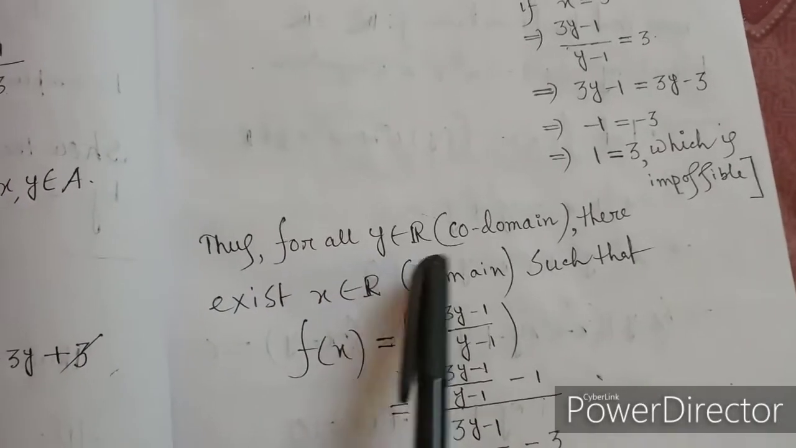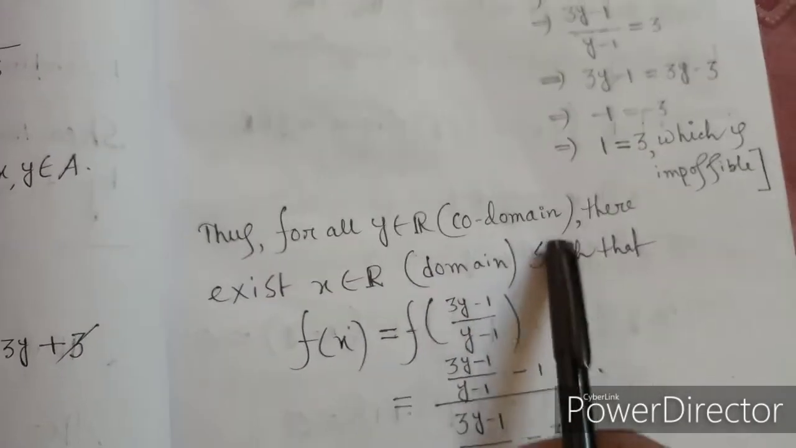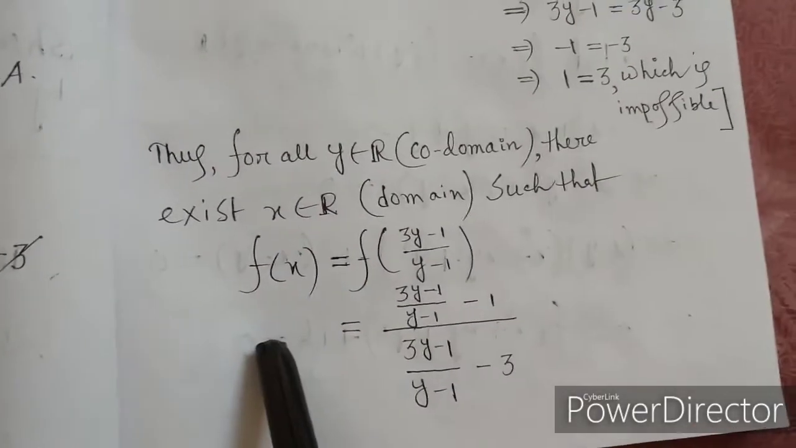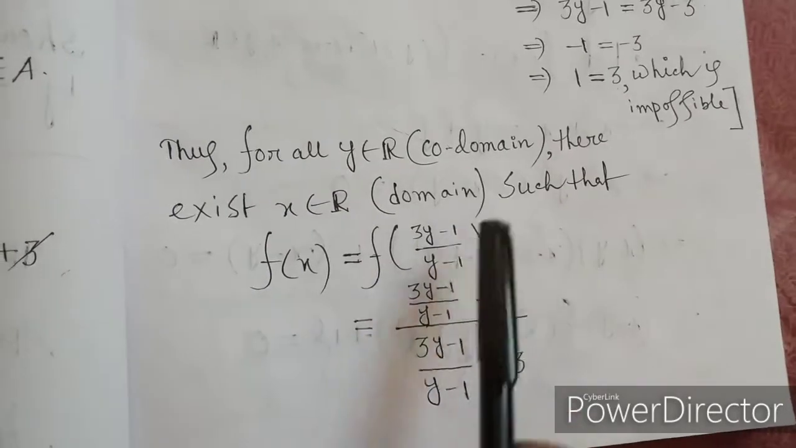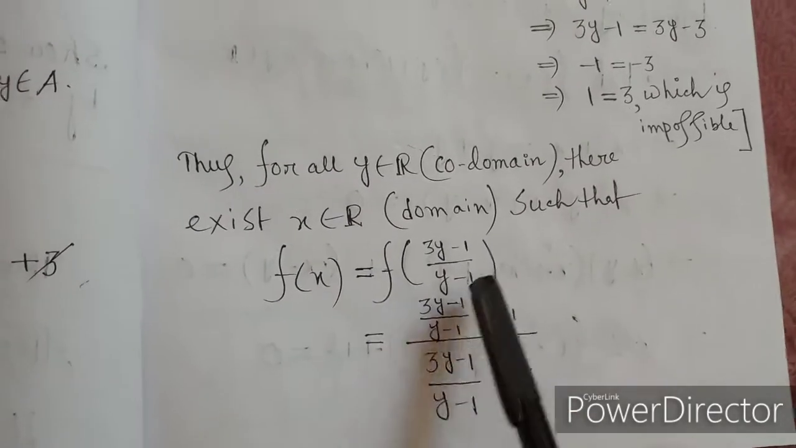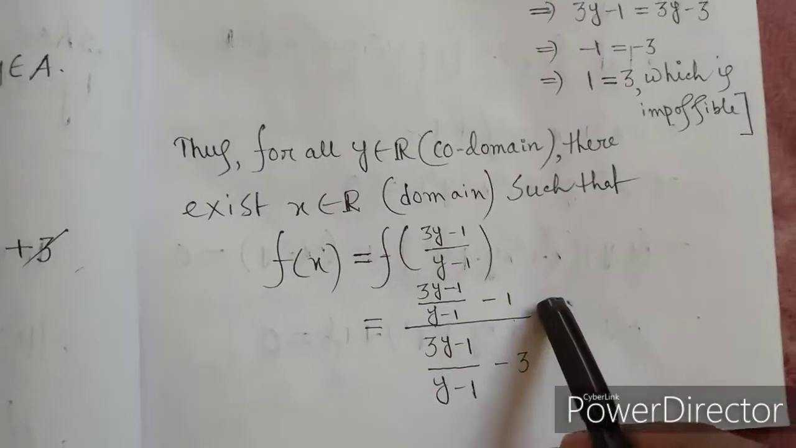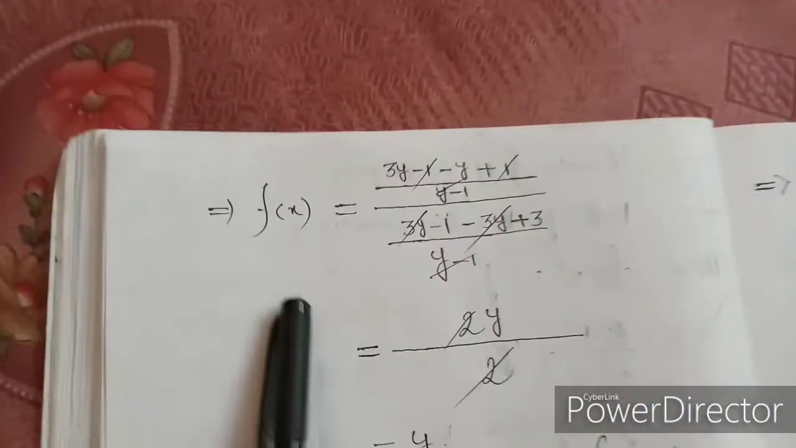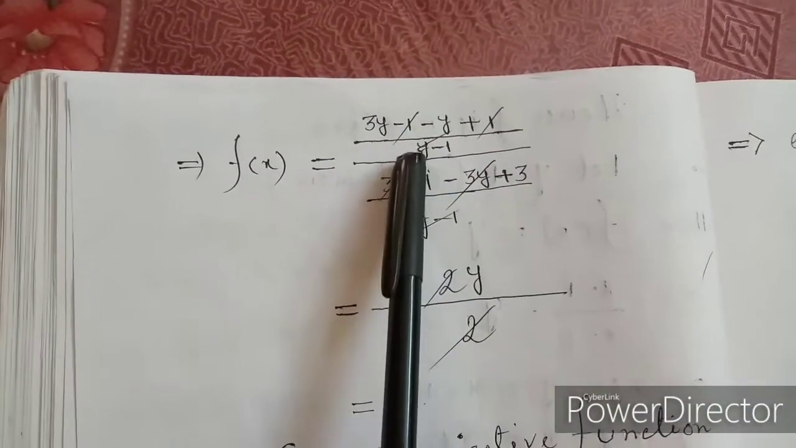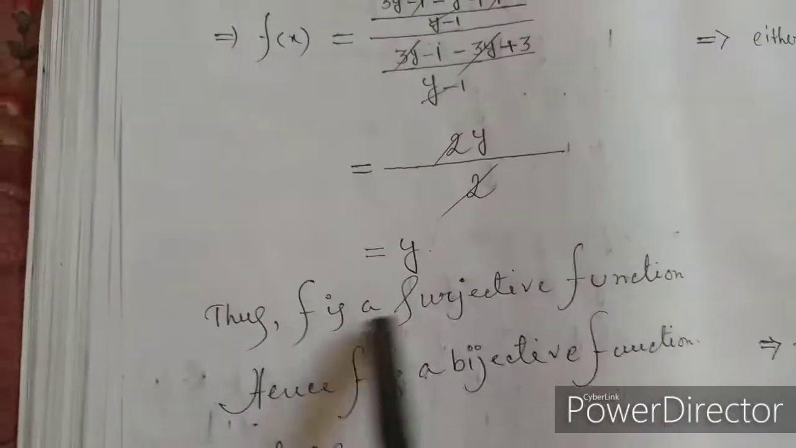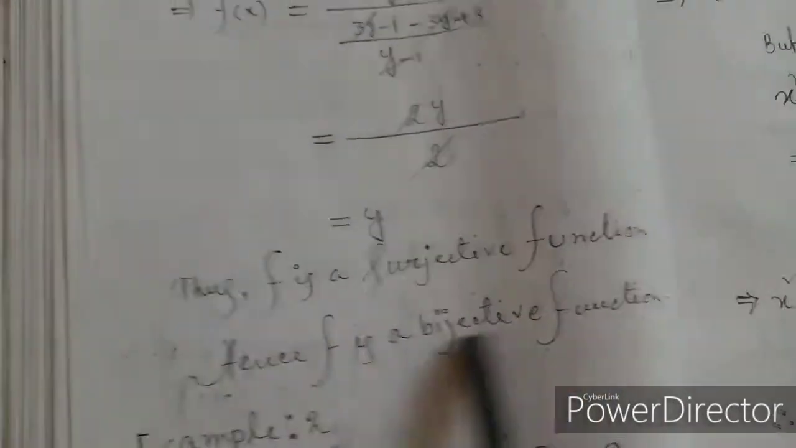Thus, for all y belonging to R, the codomain, there exists x belonging to R, the domain, such that x = (3y - 1)/(y - 1). So according to the definition of f(x), f(x) = [(3y - 1)/(y - 1) - 1] / [(3y - 1)/(y - 1) - 3]. After simplification, we have f(x) = y. So thus f is a surjective function, and hence f is a bijective function.